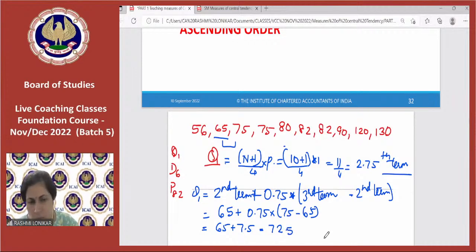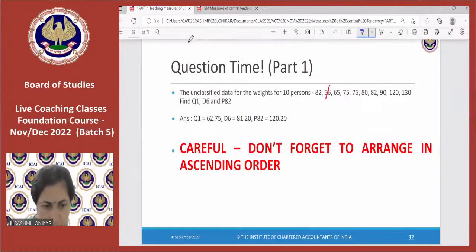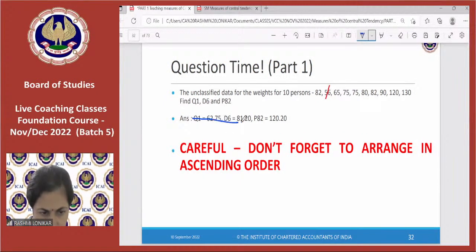Okay, 72.5. So this is my Q1. Now what has happened here is, please don't refer to these answers because this is for a different sum. I have by mistake written here 62.5. Okay.